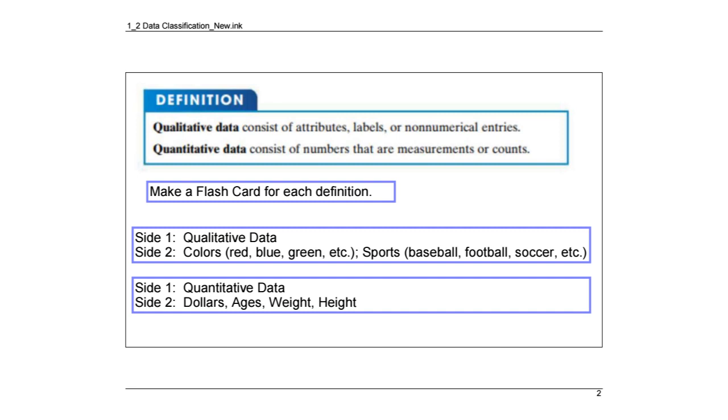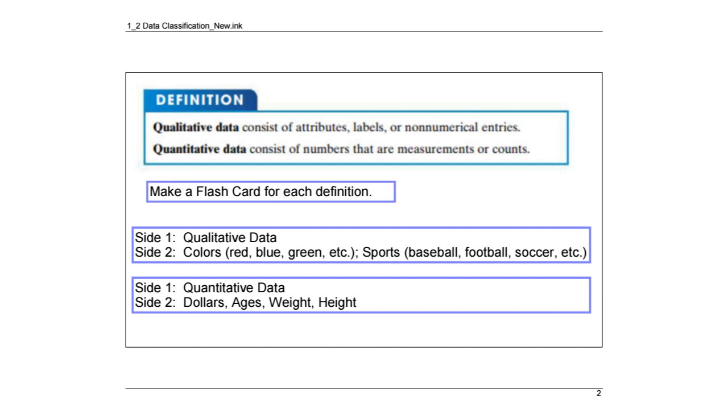All right, so qualitative data, again, is attributes, labels, or non-numerical entries. And so I've got a couple flashcards here for you. That would be colors: red, blue, and green. So it might be colors of a team's jersey. It could be colors of someone's hair. Could be sports: baseball, football, soccer. So these are labels. Even if they're numbers, they could be numbers like a house number, which is not really a measurement or a count. It's just a number on a house, right? So those are qualitative data.